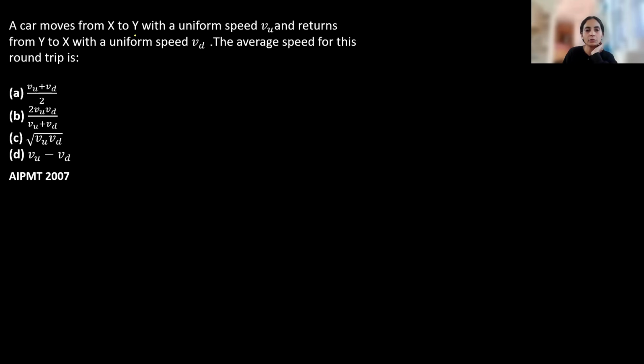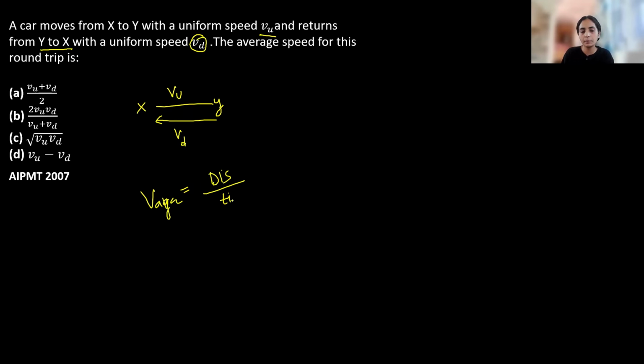A car moves from X to Y with a uniform speed VU and returns from Y to X with a uniform speed VD. So X to Y वो गया है with what speed? VU. Okay, and returns from Y to X with a speed VD. The average speed for this round trip. So average speed तुम्हारा क्या होता है? Average speed we are talking about. So that will be your distance by time.